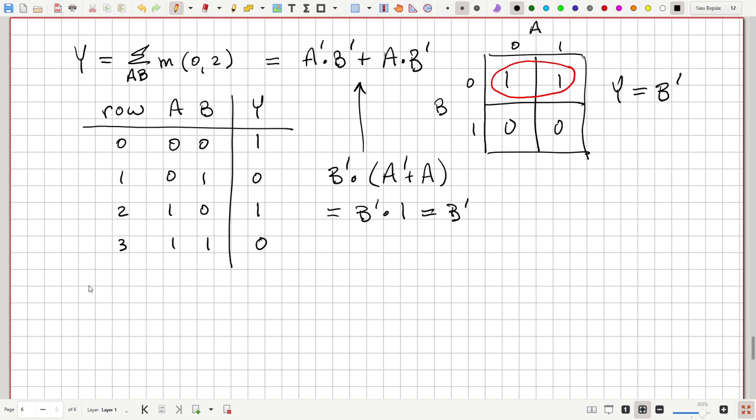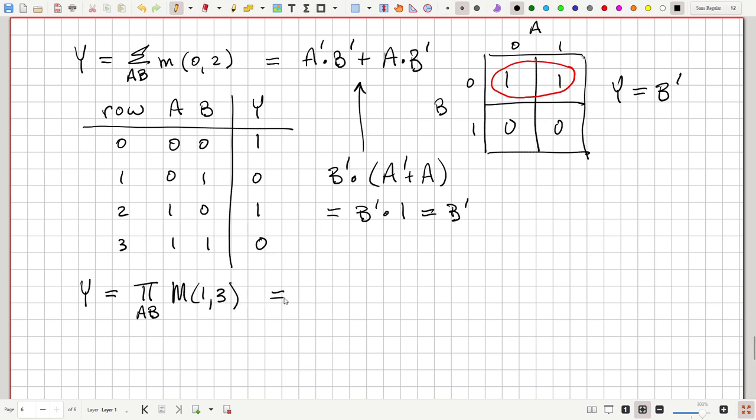Let's look at the product of sums. So this is going to be a product over the different rows. And now we're going to code where we have zeros. We have zeros in the first row here, so that's going to be the max term corresponding to row 1 and the max term corresponding to row 3.